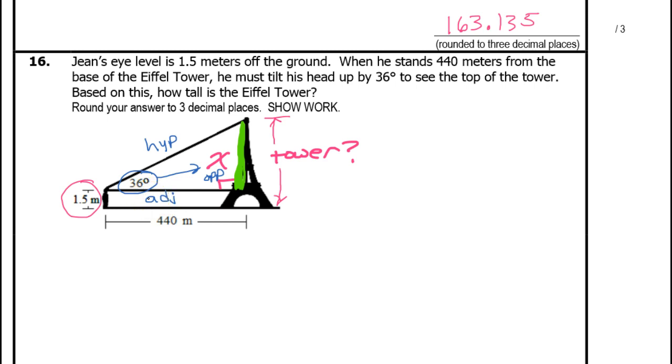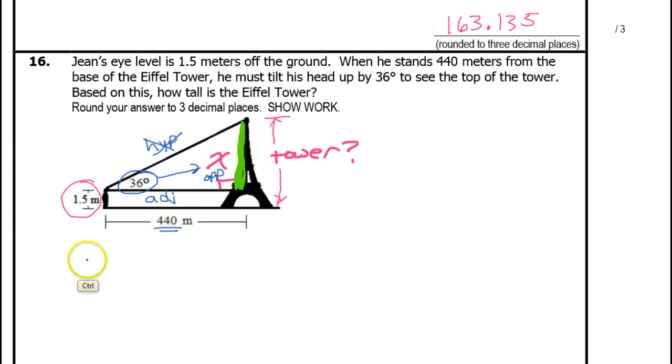Okay, which of these sides is not doing anything? The hypotenuse is not doing anything. There's no number here, and there's no variable that we're looking for. If you look too quickly, you might think the adjacent leg is doing nothing. But the adjacent leg is 440 meters.